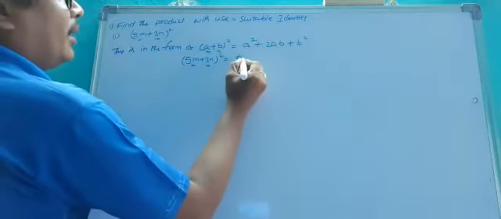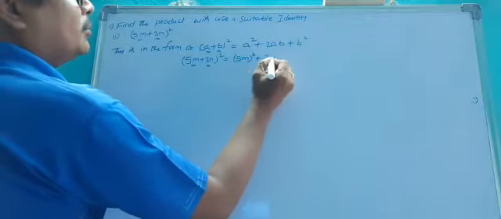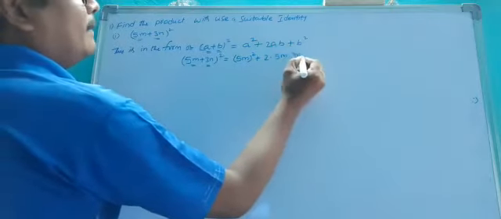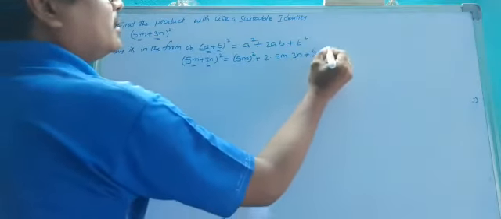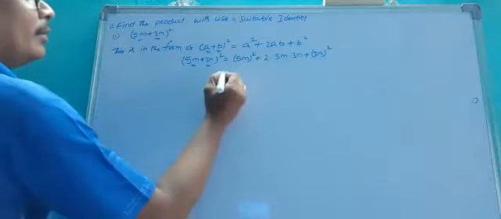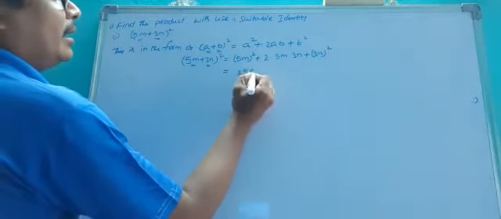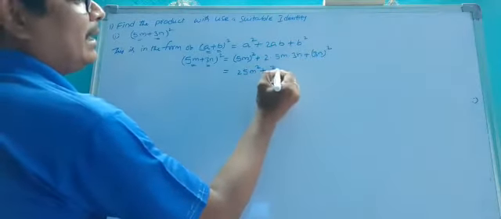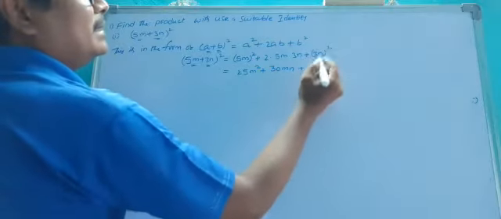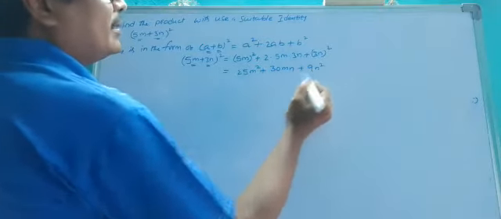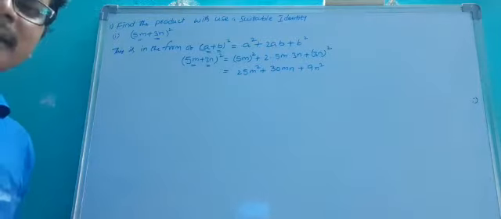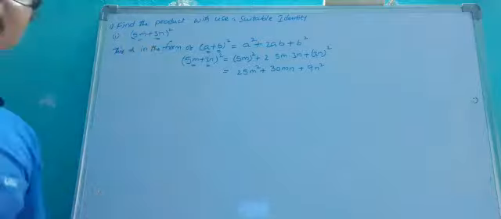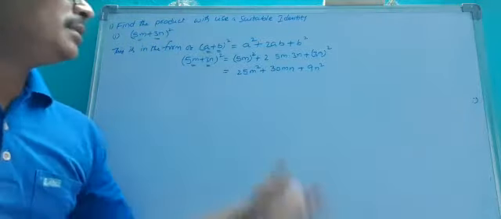Substitute it. So (5m) whole square plus 2 into a, which is 5m, and b, which is 3n, plus (3n) whole square. Simplify it. 5 square is 25m square, plus 5 times 2 is 10, 10 times 3 is 30, mn, plus 3 square, which is 9n square. So with the help of the first identity we have found the value of (5m + 3n) whole square. Like that.